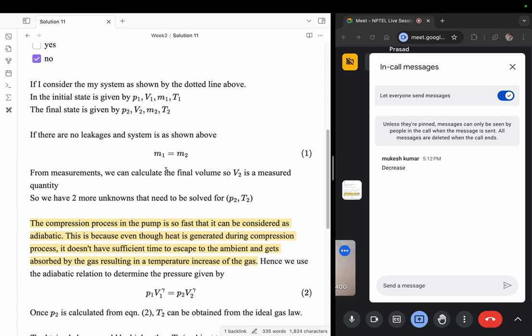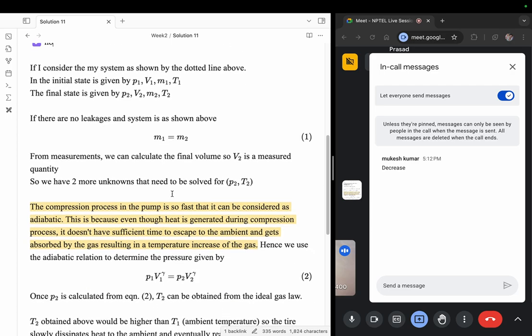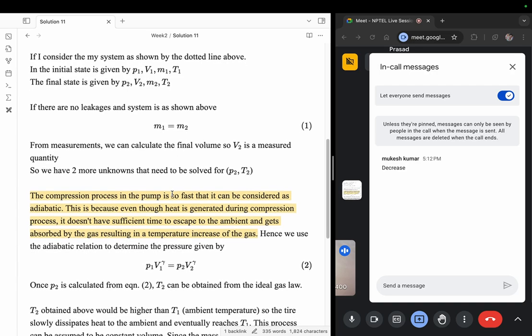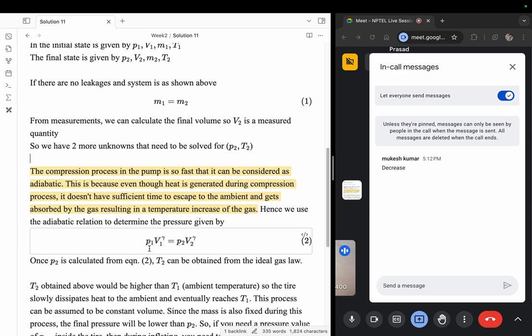So how do I get that? That is where the assumption that we have taken comes into the picture. So you assume that this particular process is an adiabatic process. So you know the relation in terms of the state variables. In terms of pressure and volume, it is PV^gamma equal to constant.